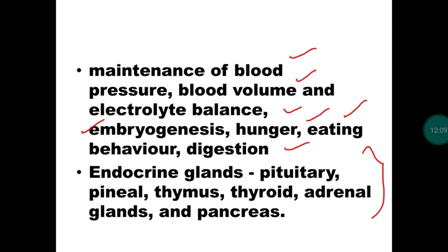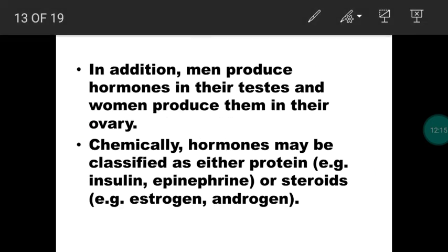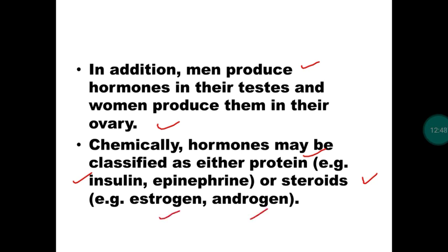Along with this secretion, men produce hormones in testes as well as women produce hormones in ovary. Then classification of hormones. So hormones are chemically classified into proteins and steroids. Examples of hormones belonging to protein category: insulin as well as epinephrine. Then examples of steroid type of hormones: estrogen as well as androgen. So this is the first classification.